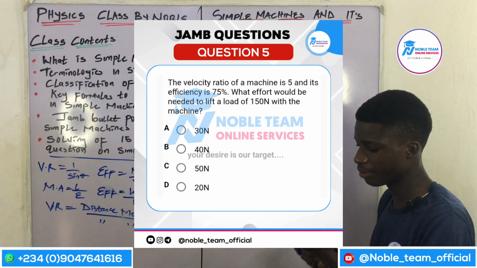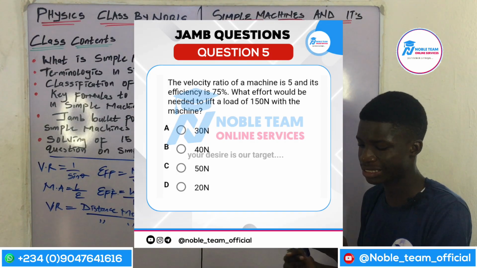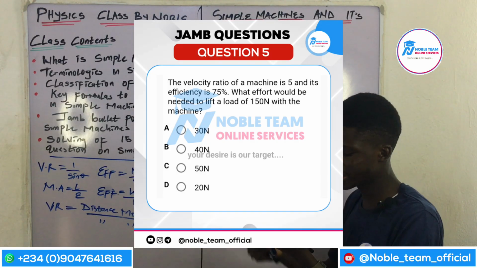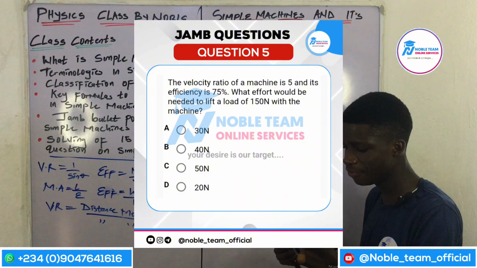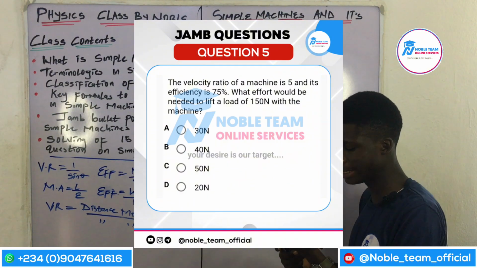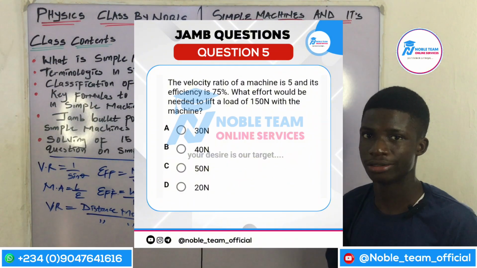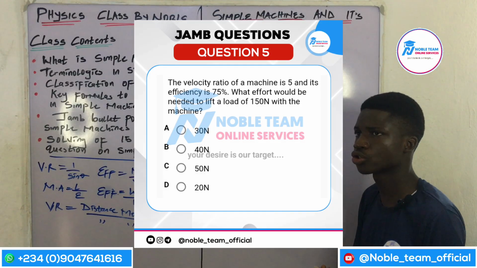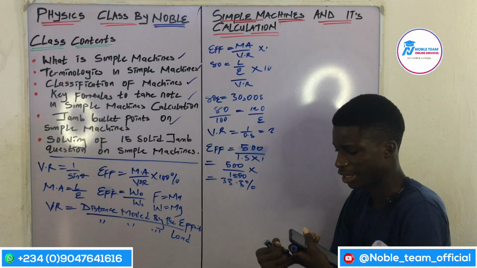The velocity ratio of a machine is 5 and its efficiency is 75%. What effort would be needed to lift a load of 150 Newton with the machine? So in this question, we are simply asked to get the efficiency of it.